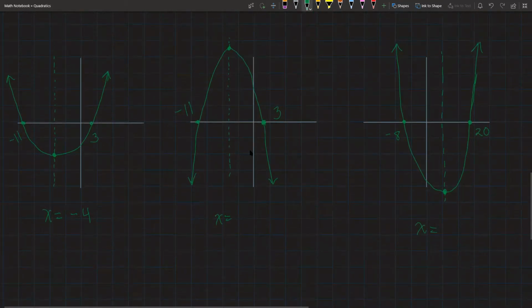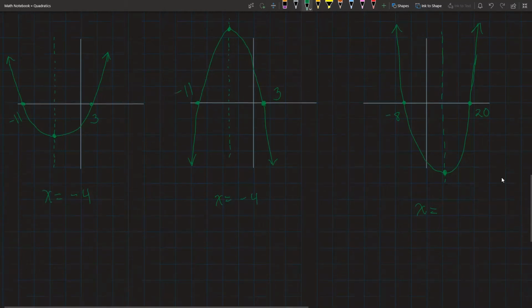And notice how I wrote what looks like the same example. It has the same line of symmetry, but what is the difference? This one is curving upwards. This one's curving downwards, which is what I wanted to point out. It doesn't matter the curvature. The idea works the same.